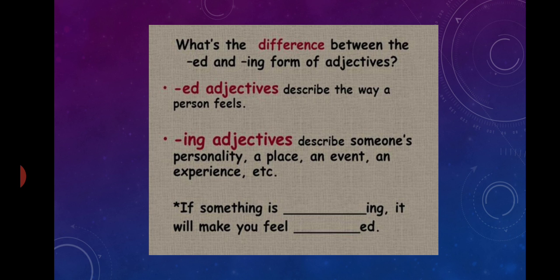Now, when I want to talk about the personality of a person, when I want to describe a place, an event, or an experience, I'm going to use ing adjectives. For example, if something is surprising, it makes me feel surprised. I feel surprised, and it's because to me, that thing is surprising. Ed adjectives describe how you feel about something, your state. I'm surprised. I'm tired. And ing adjectives describe the cause of how you feel.